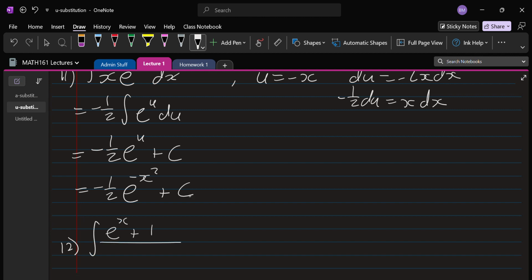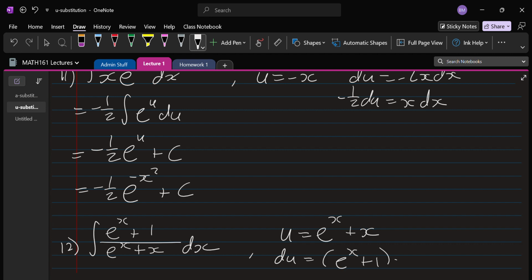Okay, number 12. So this is the integral e to the x plus 1 over e to the x plus x. Okay, just a little helpful hint. Whenever you've got a fraction, if you let u be the denominator, it usually works out. Okay, so here if we let u be e to the x plus x, du will be e to the x plus 1, which is what we have at the top. So that works out here.